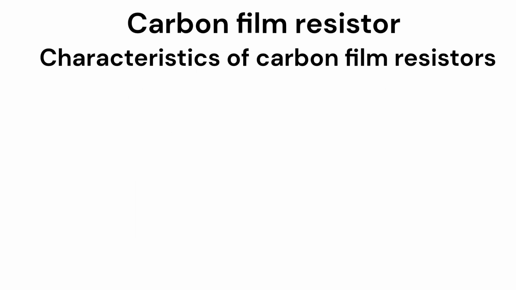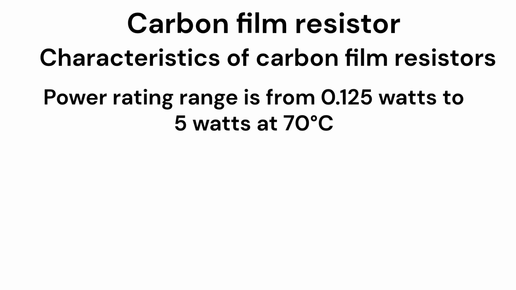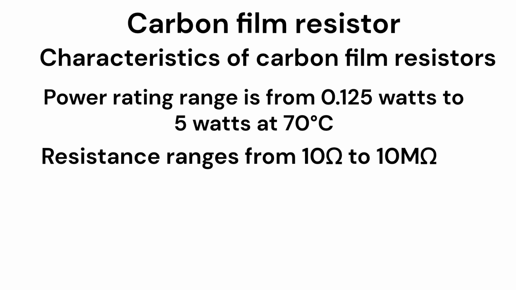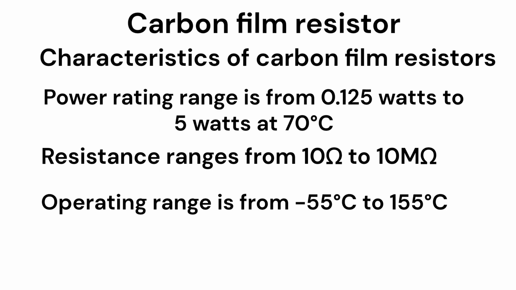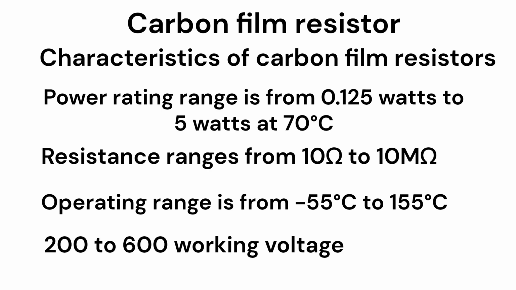Some characteristics of carbon film resistors: the power rating ranges from 0.1 to 5 watts at 70 degrees Celsius. Resistance ranges from 10 ohms to 10 mega ohms. The operating range is from minus 55 degrees Celsius to 155 degrees Celsius. Carbon film resistors have a 200 to 600 working voltage range.